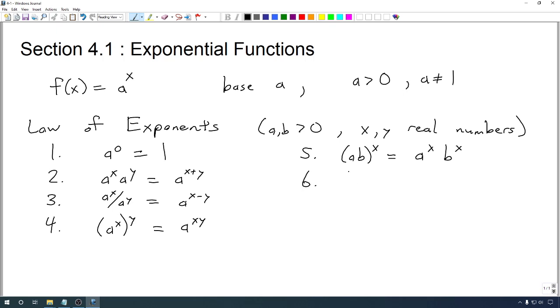6 is similar to that. Instead of multiplication, though, we're going to do division. If we have a over b to the x power, this is equal to a to the x power divided by b to the x power. And a lot of people, even if they're familiar with exponents, can sometimes forget this one. This helps specifically when you take, say, a fraction squared. You can easily get what that is by just squaring the top and the bottom.